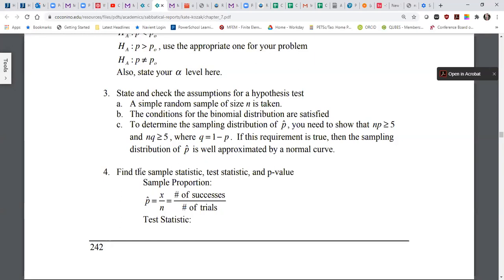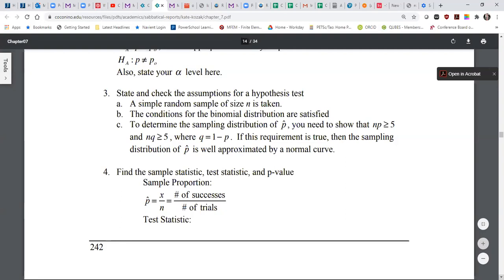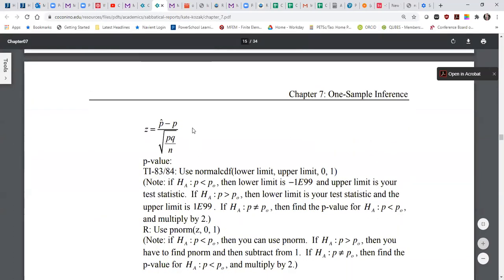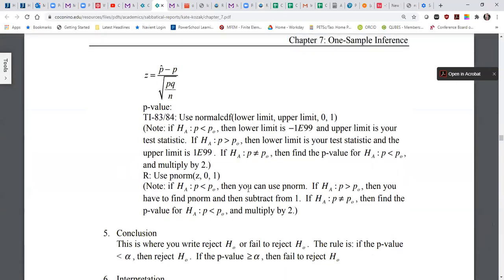And the next step, you need to find the sample statistic, the test statistic, and the p-value. So the sample proportion will be this one: p hat equal to x divided by n, or the number of successes divided by the number of trials. And the test statistic is this formula: p hat minus p divided by the square root of p times q divided by n. Again, you can use the calculator, or you can use the R program here. And also you can use the Excel that I put in MyOpenMath.